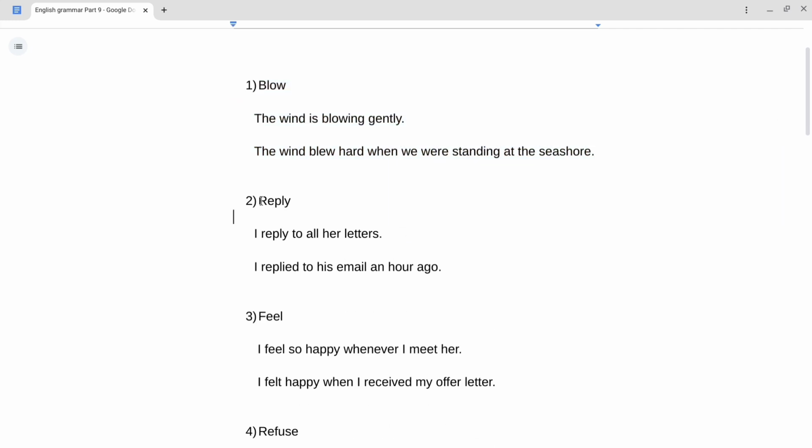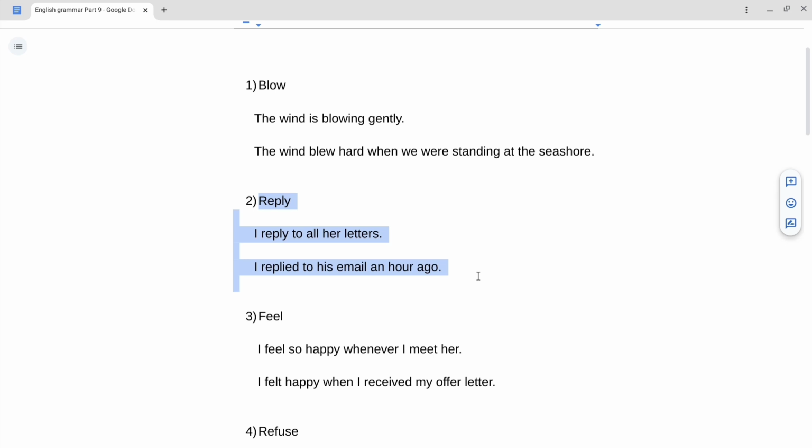Okay. The second word, reply. It's a very simple word. I reply to all her letters. You can get the meaning from the sentence itself. She writes to me letters every month, and I reply to all her letters. She has a habit of writing letters to me, and I have a habit of replying to her letters. Whenever she writes a letter, I give a reply.